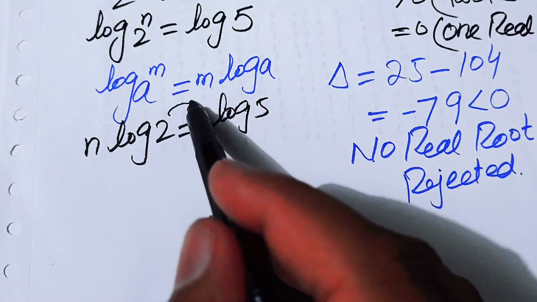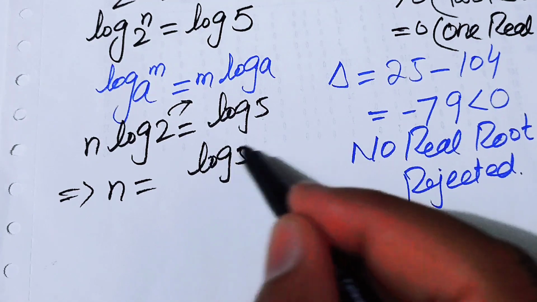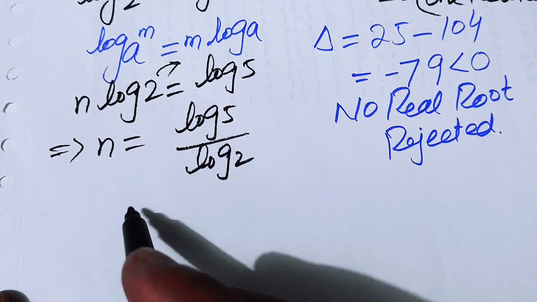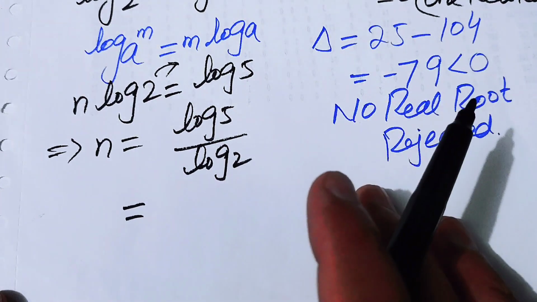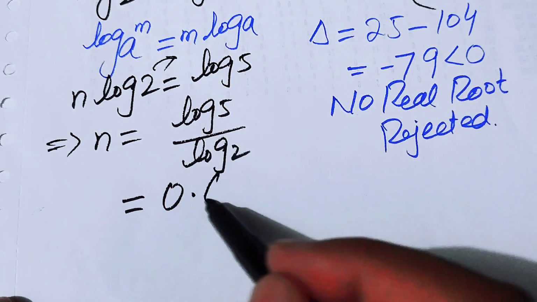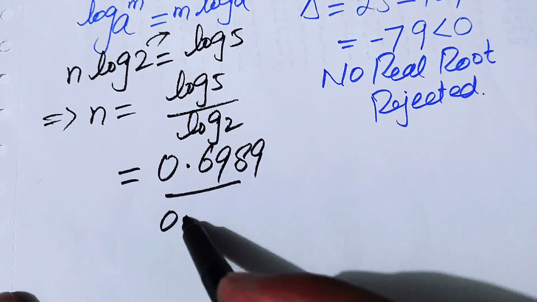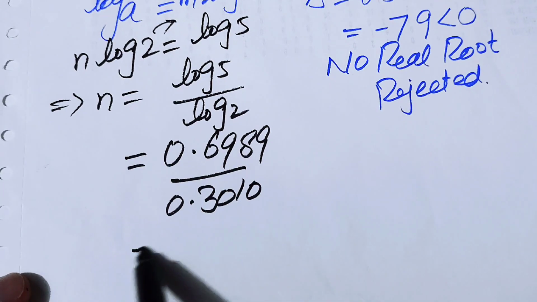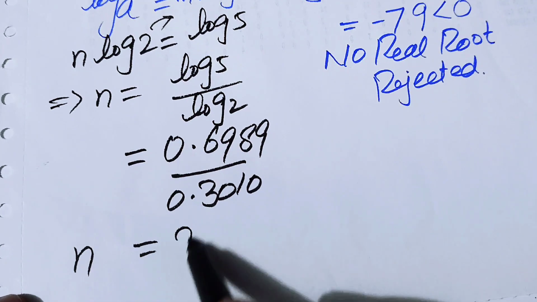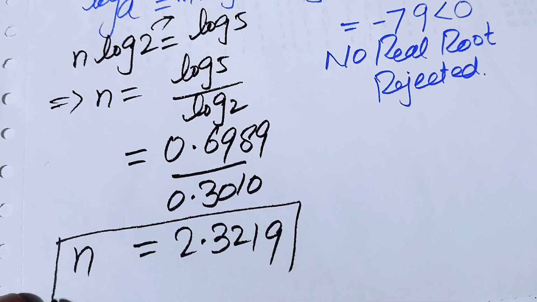Now we use this property here and we get n times log 2 is equal to log 5. So now we move this log 2 to the right hand side and you get n is equal to log 5 over log 2. And now we can use the calculator in order to find the values of log 5 and log 2, so that log 5 is equal to 0.6989 and the value of log 2 is 0.3010. So when we divide these two terms, finally we get n is equal to 2.3219. So this is our final answer.